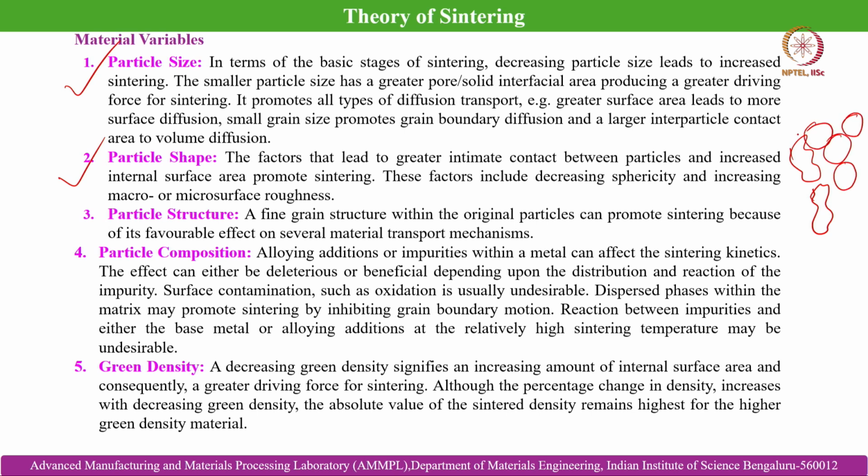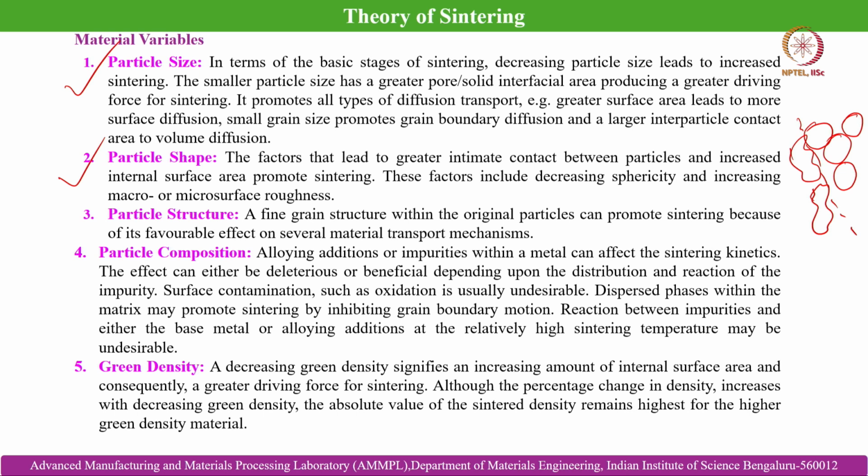So, that is why the densification rate is lesser in the case of sintering. Because the surface area in contact will be lesser, the sintered density will be lesser even if the green density is higher in the case of irregular powder particles. So, that is why you can understand the effect of powder particle shape.